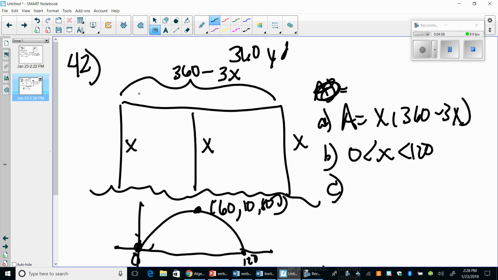So if x is 60, the dimensions of this cattle corral would be 60 yards by this side. If x is 60, this is 360 minus 3 times 60. That would be 180 yards. That yields the maximum area. All right, and then 43.